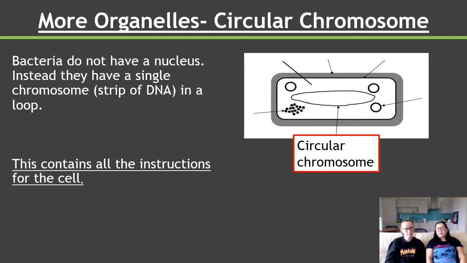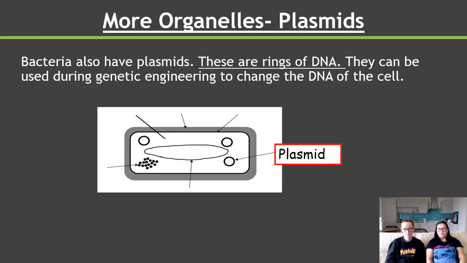So if asked in an exam question, what's the job of the circular chromosome? It's that stuff that's underlined that you'd have to say. It contains the genetic instructions for the cell is fine, but the idea is it contains those instructions for the cell.